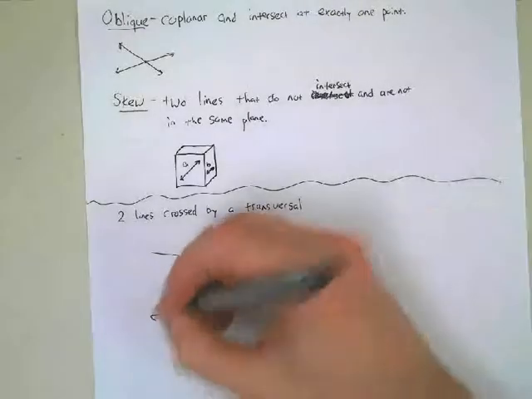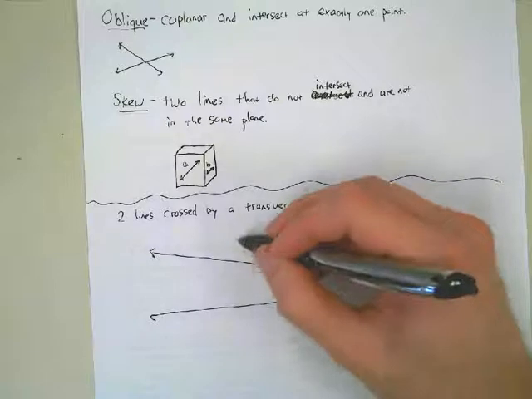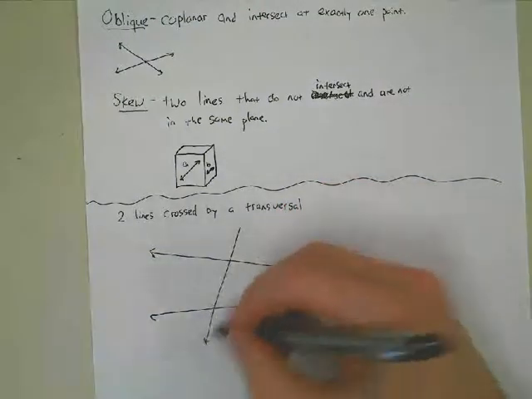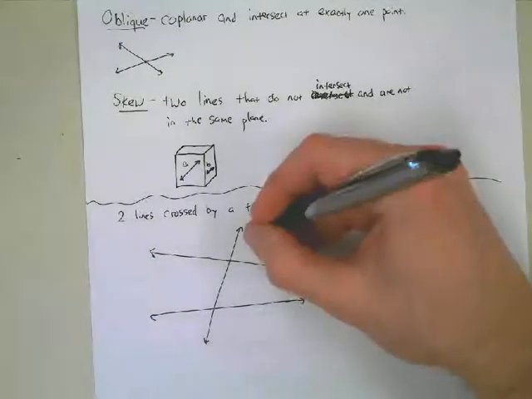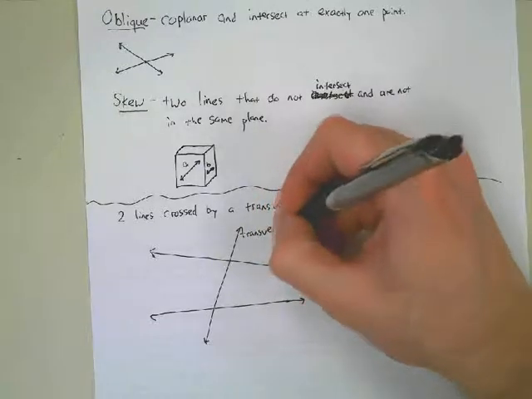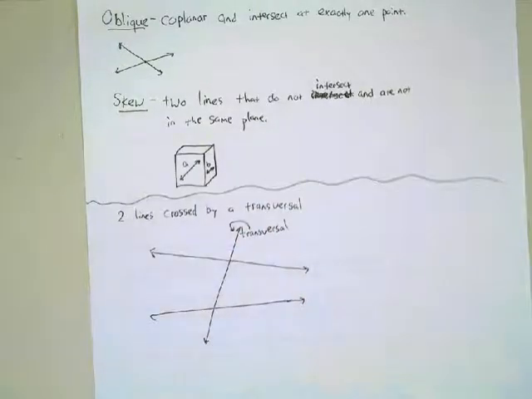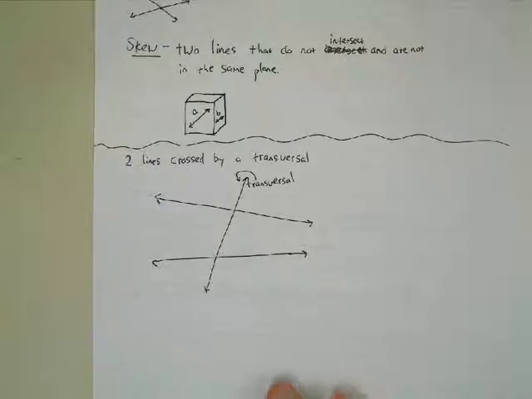Okay, and this here is a transversal. Okay, this right here is a transversal. It's a line that intersects two other lines, two or more other lines. Okay, it's a transversal.